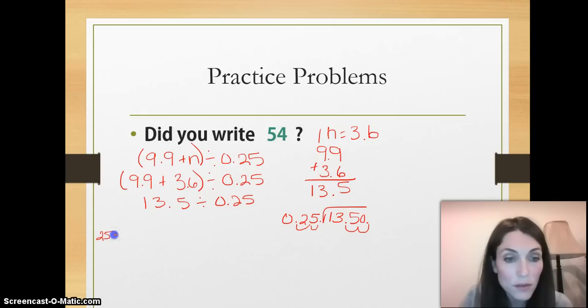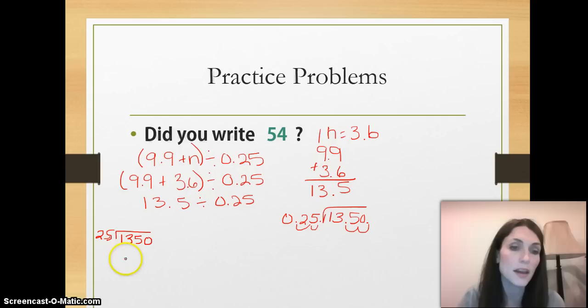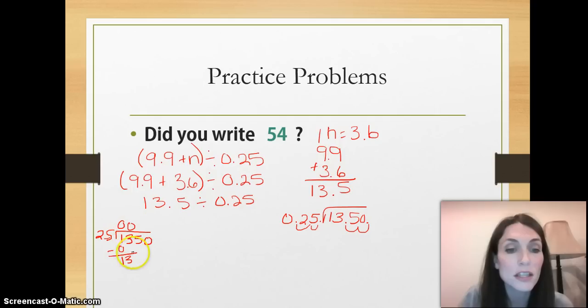So my new divisor becomes 25. Oops, my 2 disappeared. And then my new dividend is 1,350. Okay. And I'm going to work through my division. I know that 25 goes into 1 0 times. Subtract and bring down. 25 goes into 13 0 times. Going to subtract and bring down.